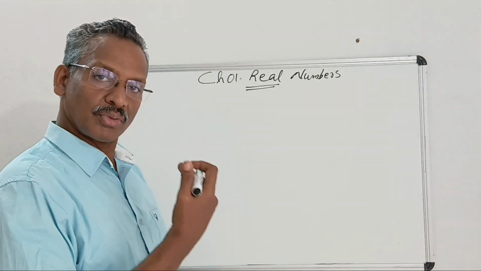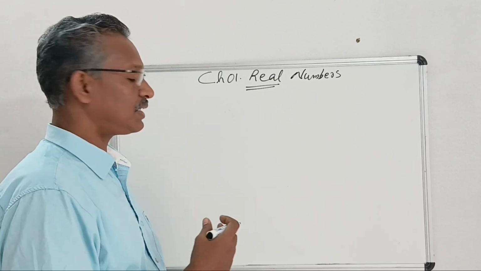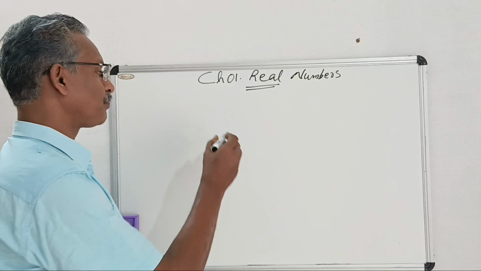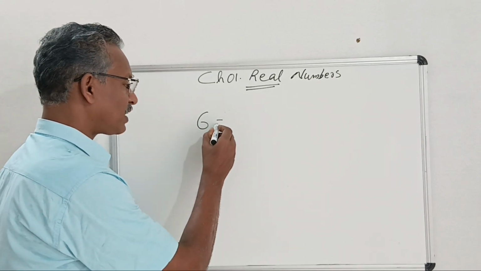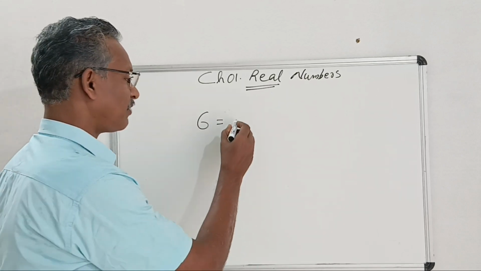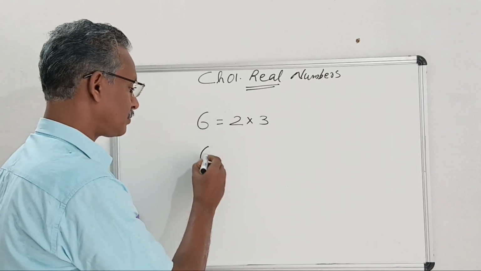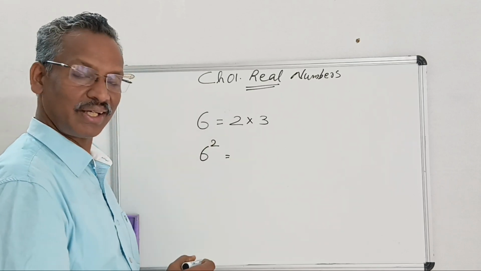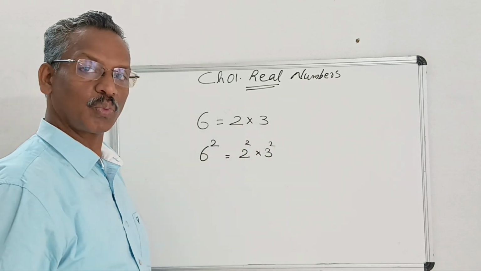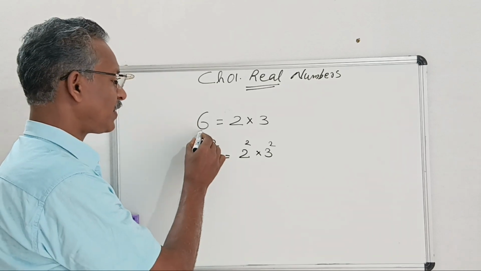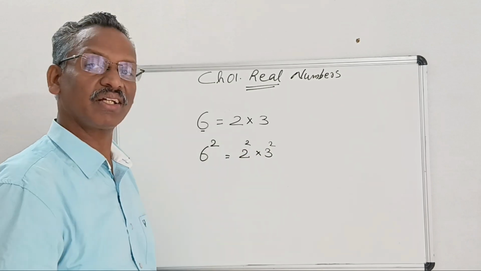Before going to the proof, we should know one theorem. That theorem we will discuss through examples. For example, 6 is a number. What are the prime factors of 6? We know 6's prime factors are 2 and 3. If you take 6 square, 6 square contains 2 square and 3 square. So what you can understand from this is 6 contains the prime factors 2 and 3. 6 square also contains the prime factors 2 and 3.